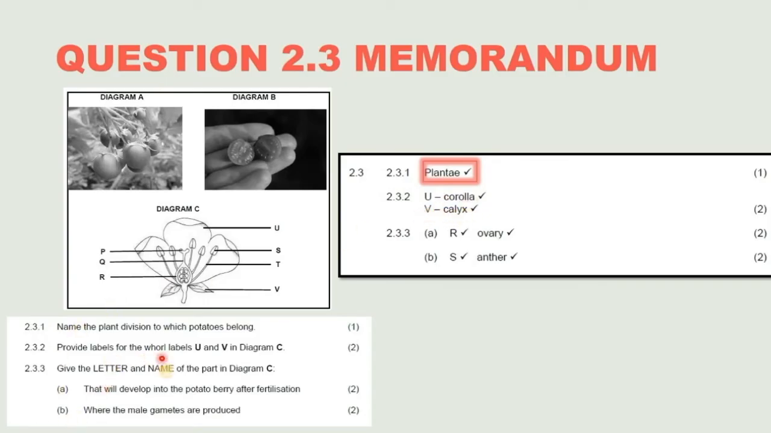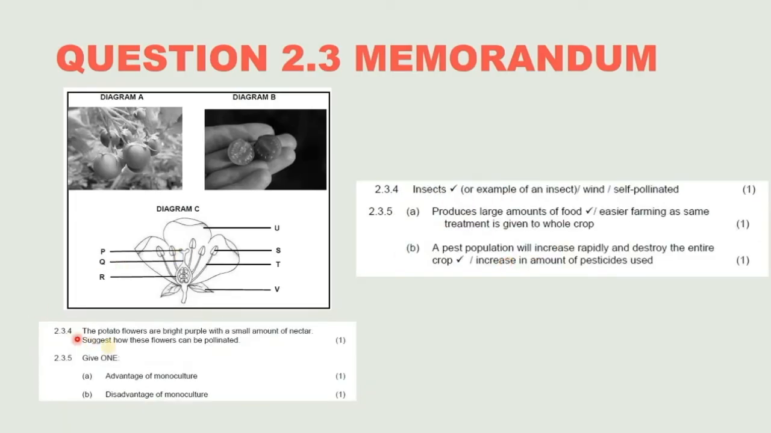Then give the letter and the name for the following structures. The structure that develops into the potato berry. So that will be R, you will see over here R, and that is your ovary. Then the next one is the section where the male gamete is produced. So it's only in this little structure, so it's S, and it's known as the anther.